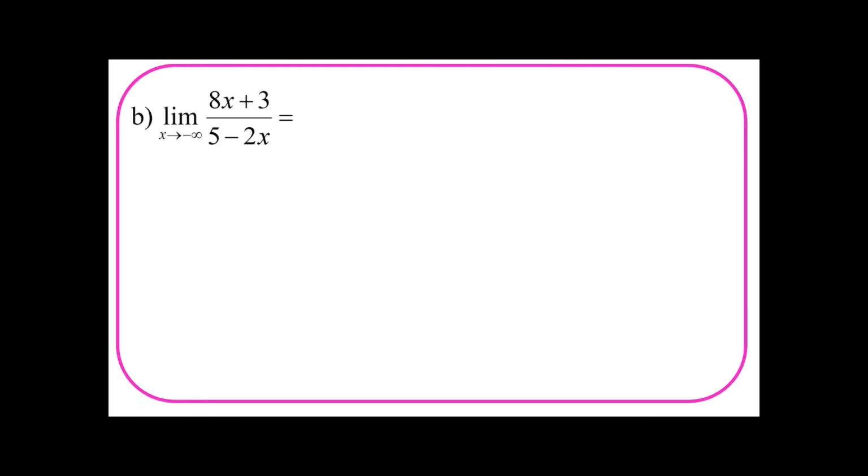Now, for part B, we have the limit as x approaches negative infinity of 8x plus 3 divided by 5 minus 2x. Same as before, try to directly substitute your limit value into your function first. In this case, there is no point since we still get infinity over infinity as our final answer. Now, try to manipulate the function. So, divide both parts by the highest power of the denominator. In this case, our highest power would be x.